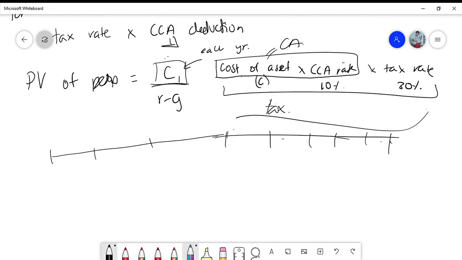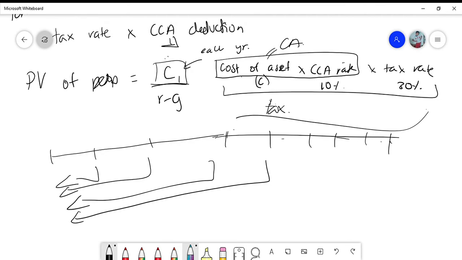So I want to bring this value back to the beginning and see how much it is worth now. What is the present value of my CCA deduction? Basically, how much money do I save right now because of the CCA?